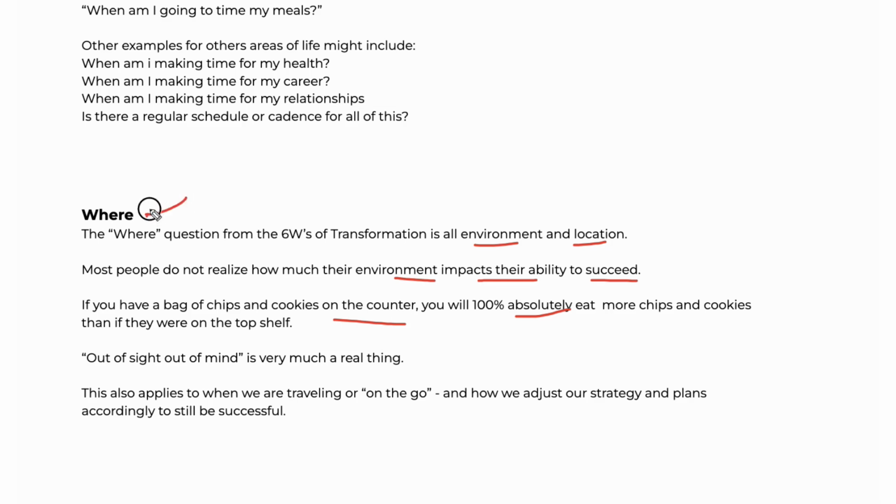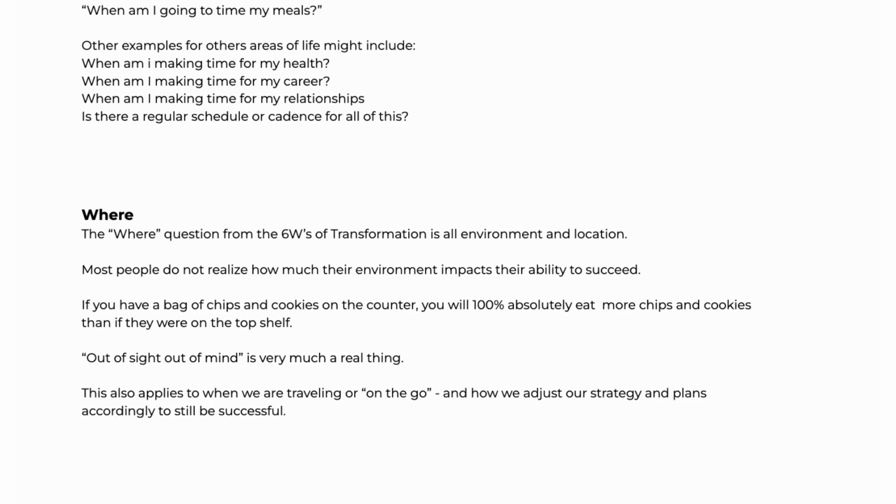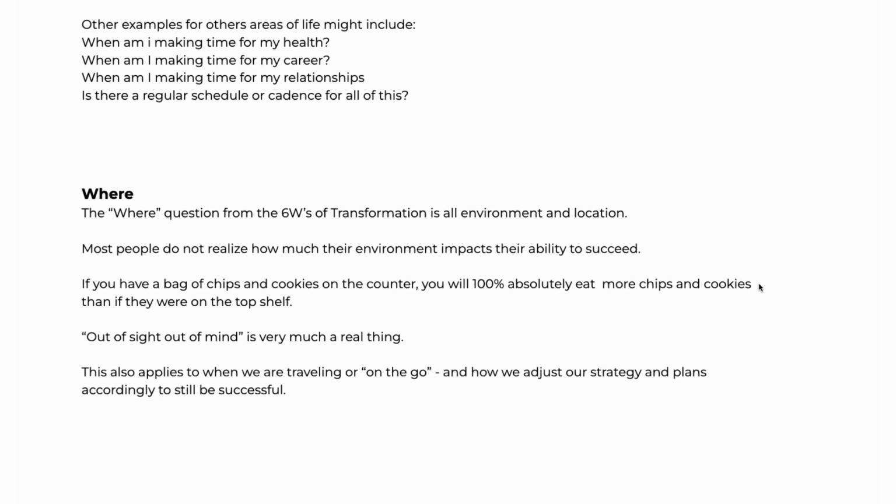That's why the where question is so important, right? This also applies whenever we're traveling or on the go. We have to adjust our strategy and our plans accordingly in order to be successful. All of that is going to be within the where question, within the where bucket, okay?